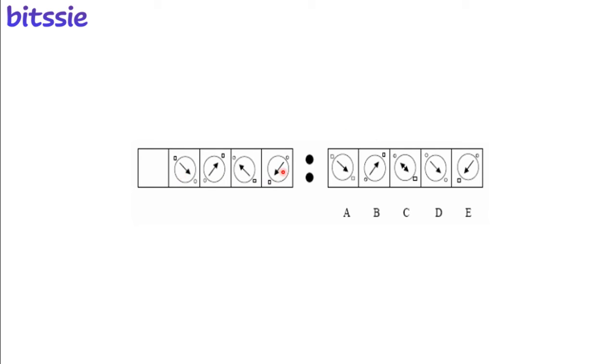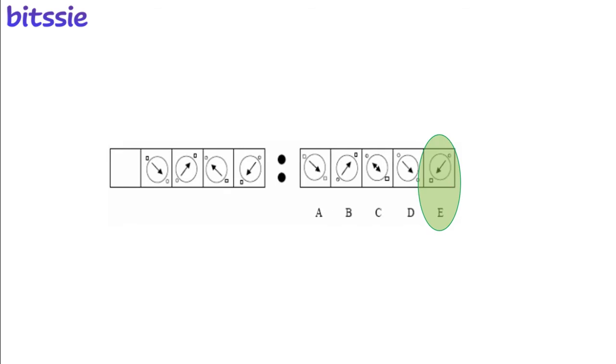If we look at our 4 together, we can see a 90 degrees anti-clockwise rotation between each square. So to reverse that and get back to our first square, we need a 90 degrees clockwise rotation, which would give us E. Let's look at question 5 now.